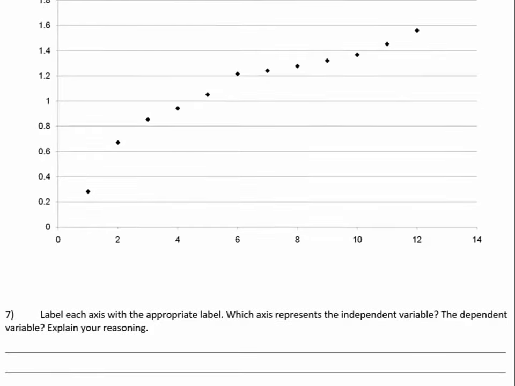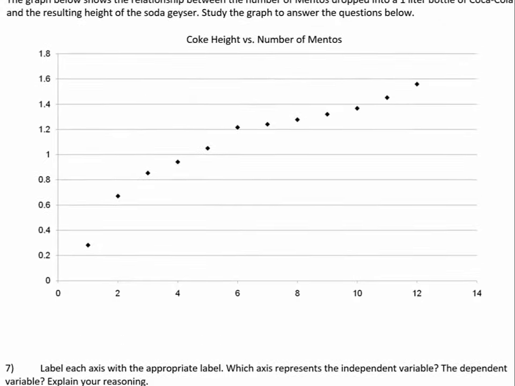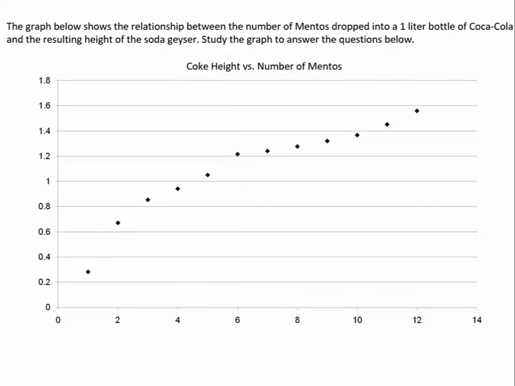So we need to first label each axis with the appropriate label. Okay, and you'll notice at the very top of the graph, we have Coke height versus number of Mentos. That actually tells us the two variables that we're going to be comparing. Now, Coke height and number of Mentos, we need to figure out which one goes here, on the dependent axis, and then which one goes down here on the independent axis.